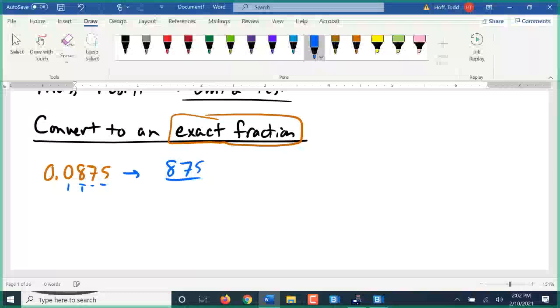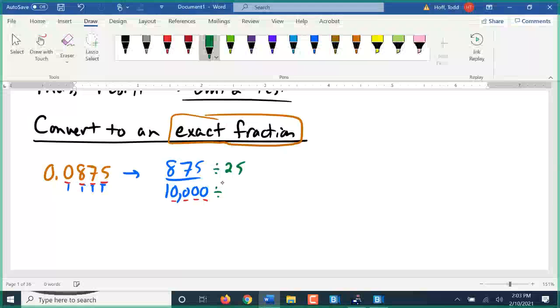tenths, hundredths, thousandths, 10,000ths. Now remember, we had mentioned a way to double check is the number of decimal places, 1, 2, 3, 4 decimal places, should be the number of zeros, 1, 2, 3, 4, in the denominator of that fraction after we make that initial conversion. Now, of course, this fraction can be reduced. Both 875 and 10,000 can be reduced.